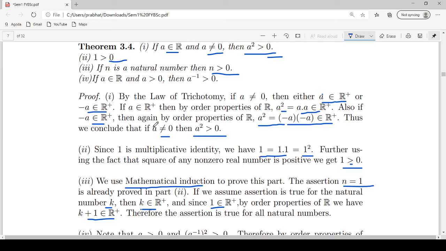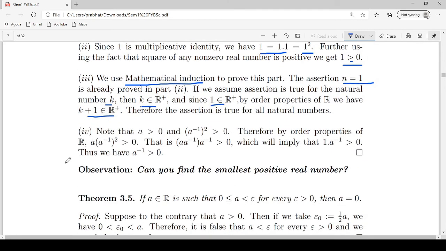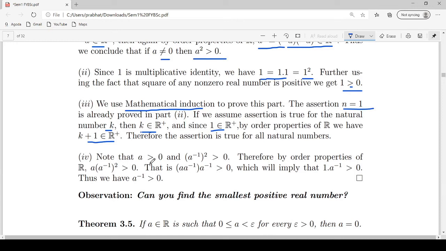Now let's see the next statement of our theorem. It says if a is any positive real number, then its multiplicative inverse is also positive. That means if a is greater than 0, then a inverse is also greater than 0. Let's prove it. First, we are given a is greater than 0. Now, if a is greater than 0, we know that a inverse exists because a is not equal to 0.